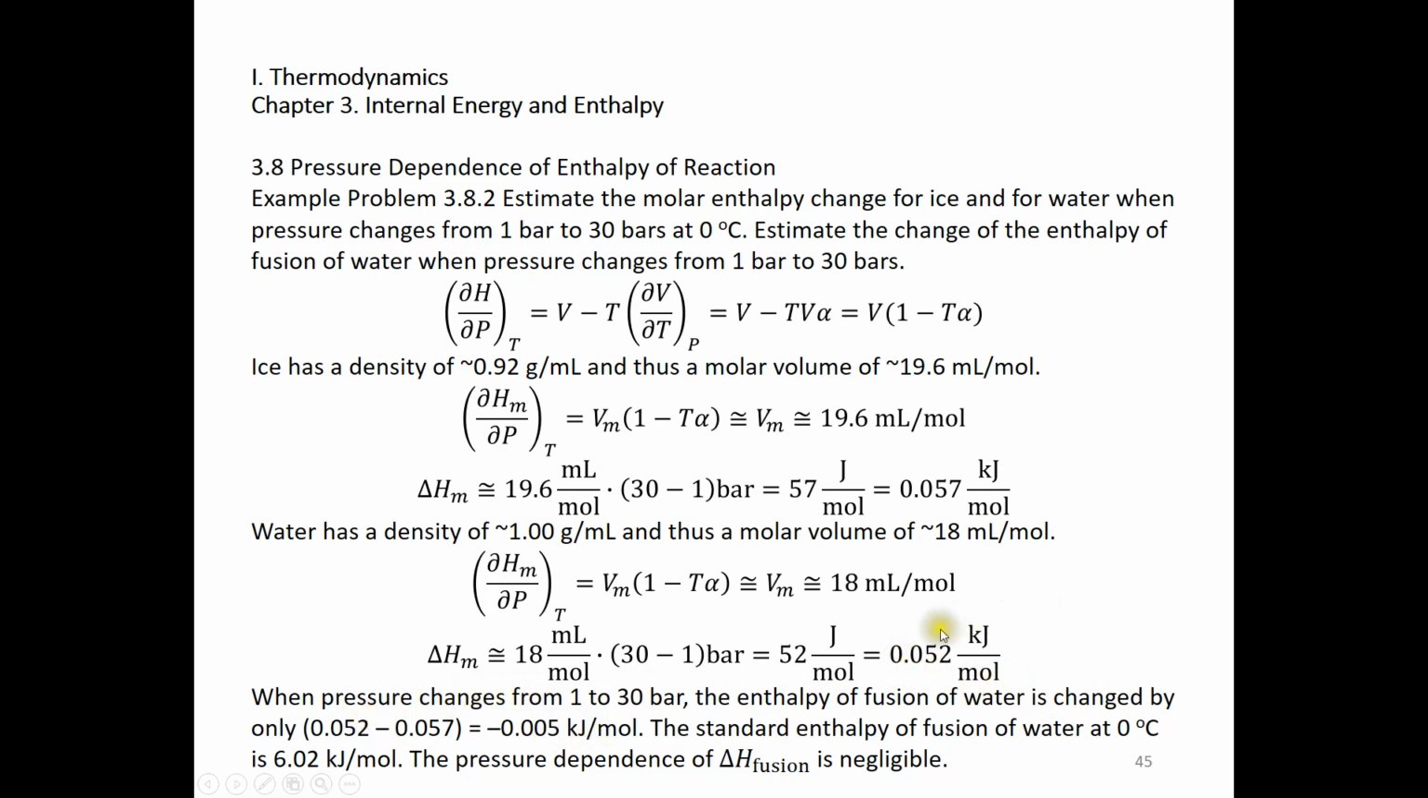We take the change of liquid water minus the change of the solid. It's only negative 0.005 kilojoule per mole. Now, what's the standard enthalpy of fusion of water at 0 degrees Celsius under 1 bar pressure? It's 6.02 kilojoule per mole. If you raise the pressure to 30 bars, this enthalpy of fusion is still about 6.02 kilojoule per mole.